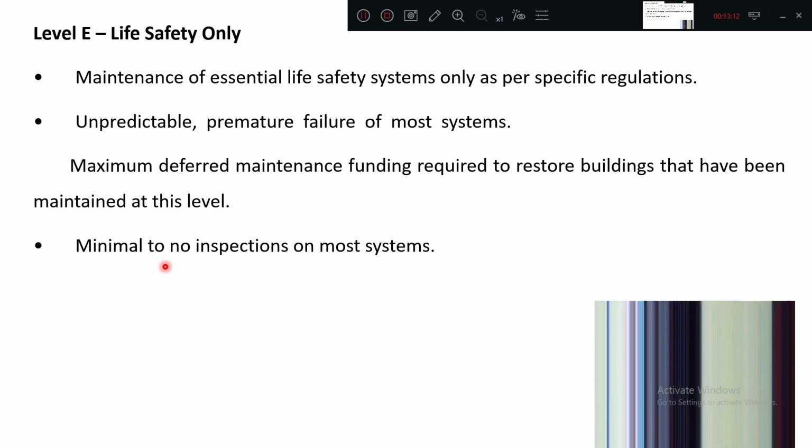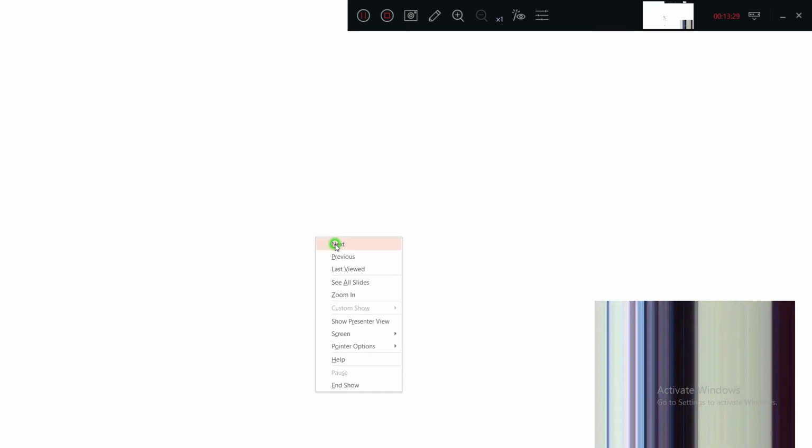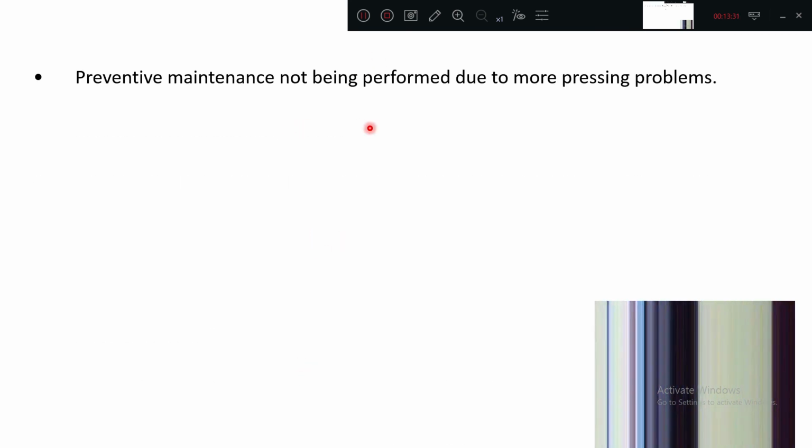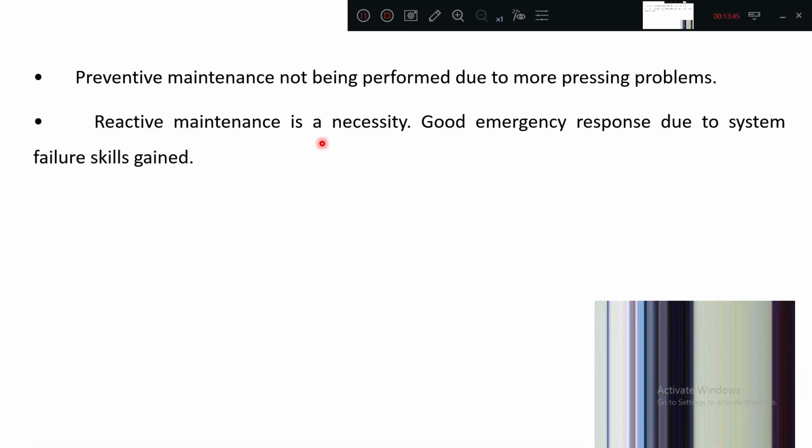Minimal to no inspection on most systems. You are not going to inspect at all, or a very small number of inspections will be going on. Preventive maintenance, hardly 0 to 25% of the total cost. Preventive maintenance is not being performed due to more pressing problems. Here these are very least bothered problems, so that is why you are not going for preventive maintenance.